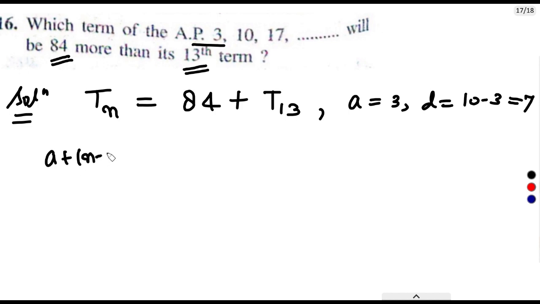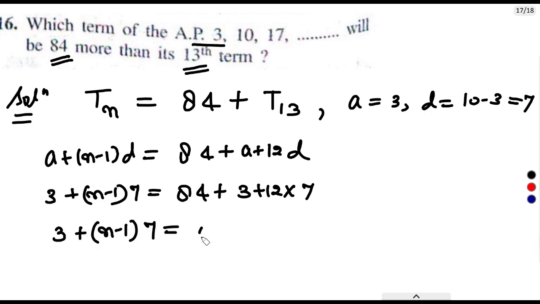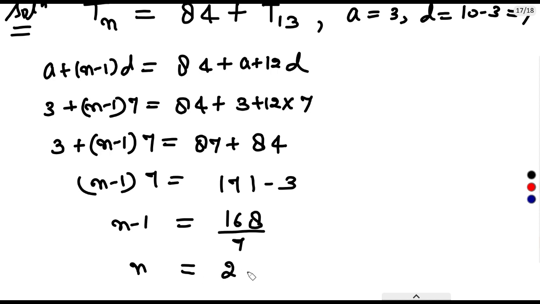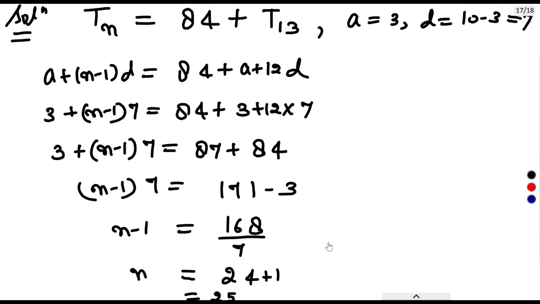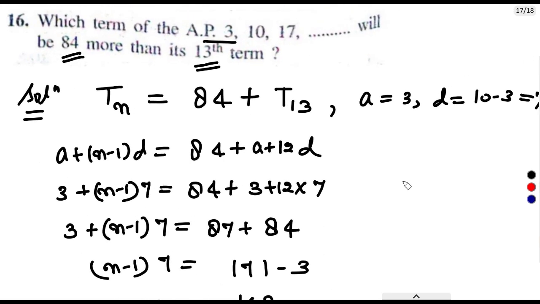a plus n minus 1 into d, and 13th term will be a plus 12d. a और d की वैल्यूज पुट कर रहे हैं. a is 3 and d is 7. n is 25 means 25th term will satisfy the given condition. Now we have completed exercise 10th B.